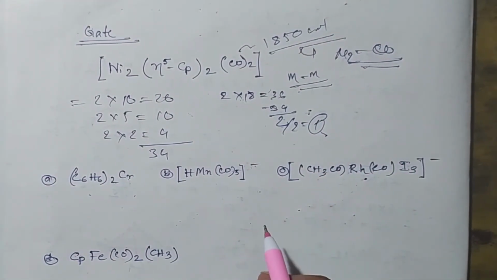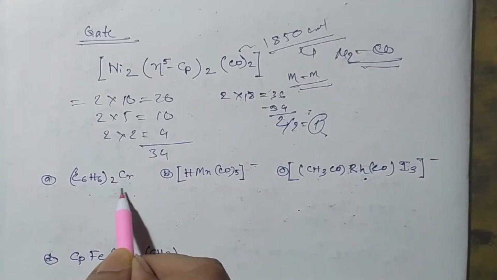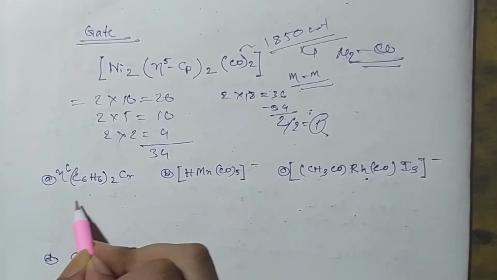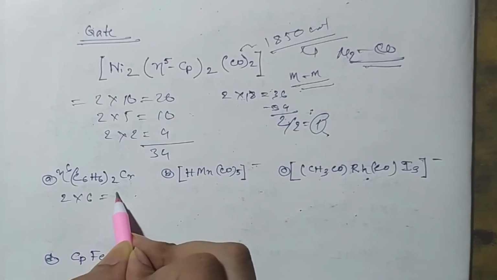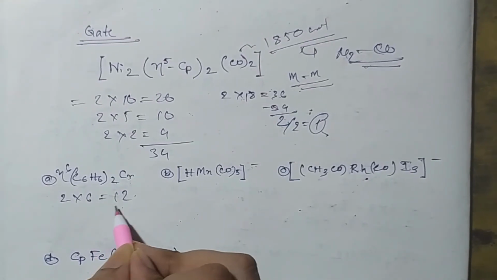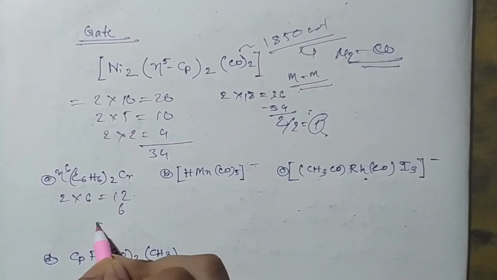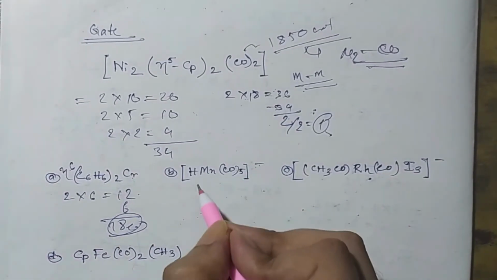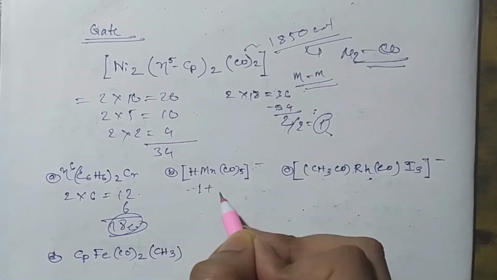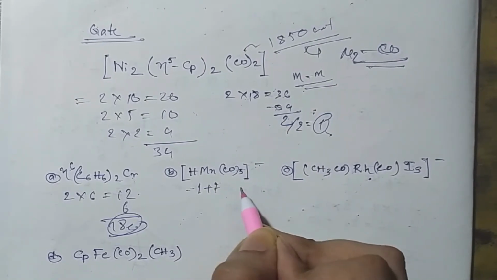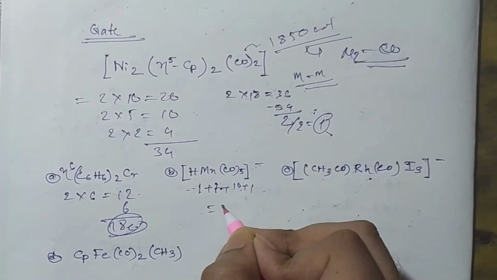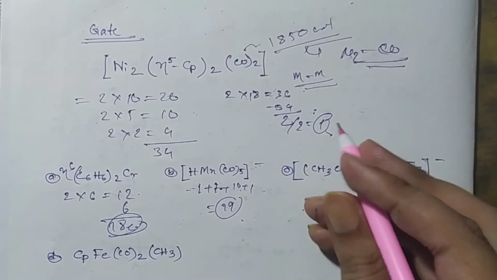After that, these 4 complexes were again asked in a question. Now this is a sandwich complex. Each ligand donates 6, so 2 into 6, that is 12, and chromium has 6 in its valence shell. So we get 18, satisfied. Here for hydrogen there is 1, for manganese there is 7, for carbon there is 10, for the negative charge there is 1, so we get 19. So 19 electrons were there.